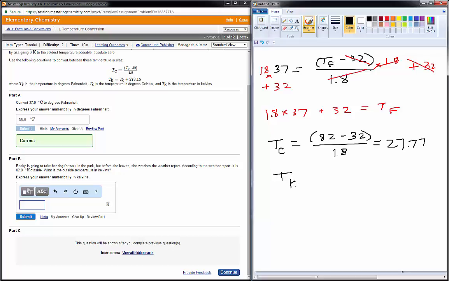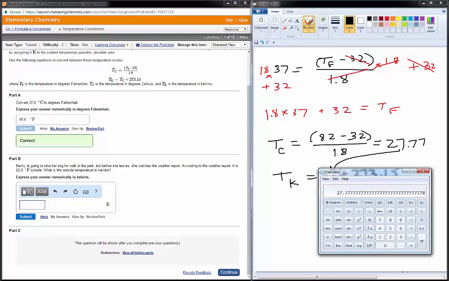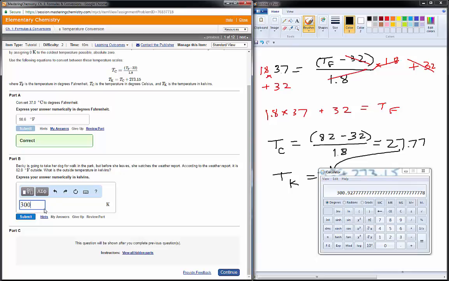Then the temperature in Kelvin is the temperature in Celsius plus 273.15. So I'm going to insert this right here: 27.77 plus 273.15 gives me 300.9, or 300 Kelvin.